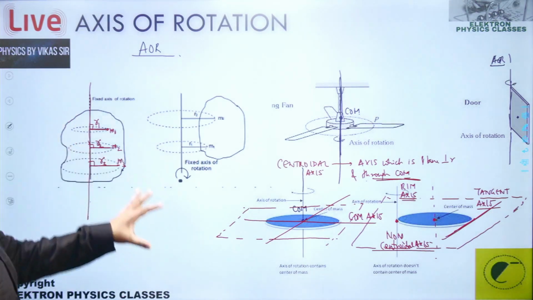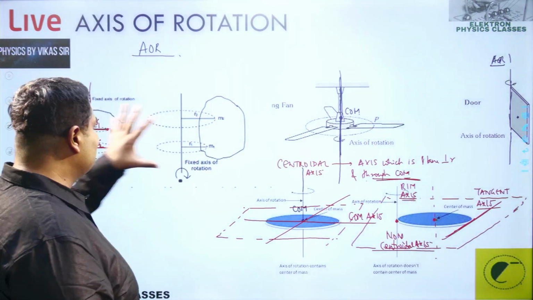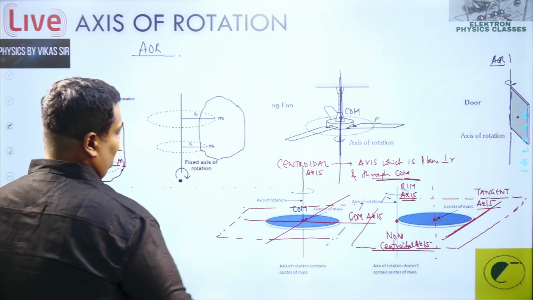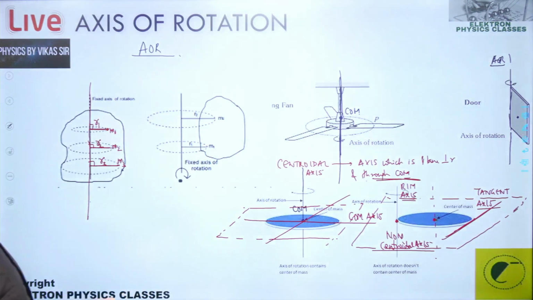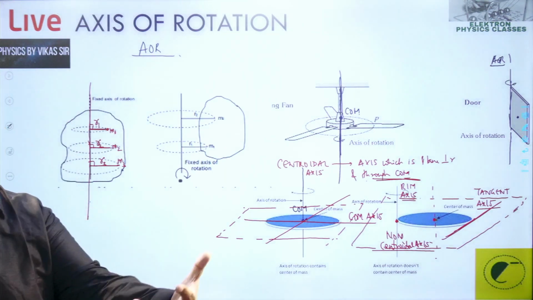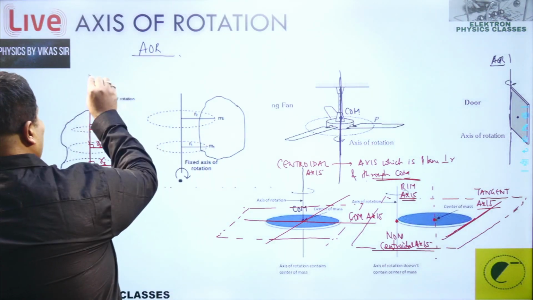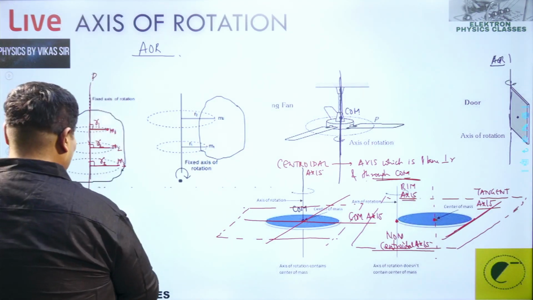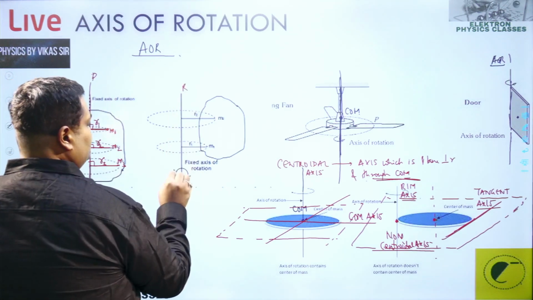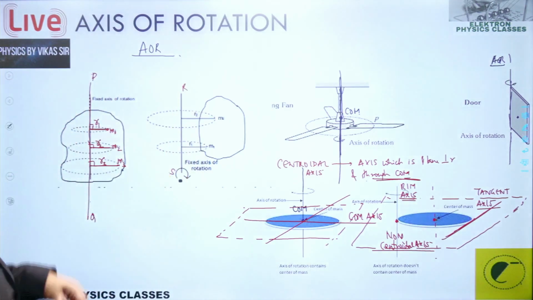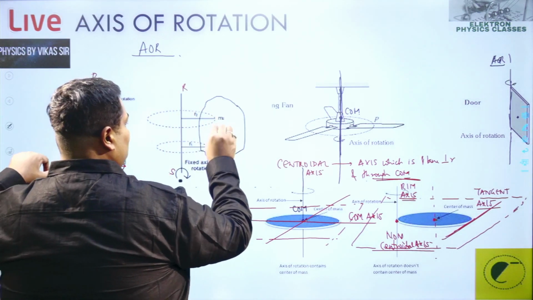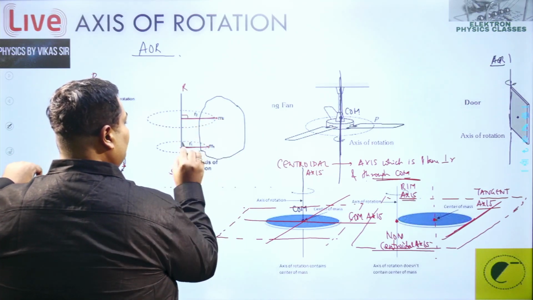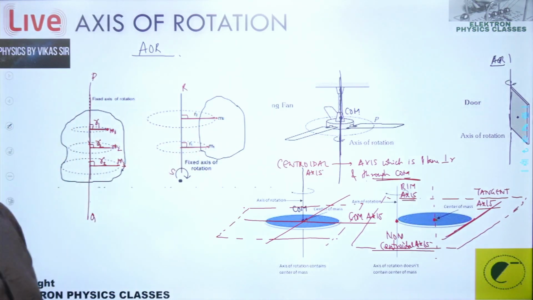The object is the same, the rigid body is the same. Assume the same rigid body, but an axis which is outside the body or somewhere else, not passing exactly through the same position. So now it's a different axis. Let's say this axis is PQ, and this is an axis RS. You have the same particles over here, but they have a different distance now from here.